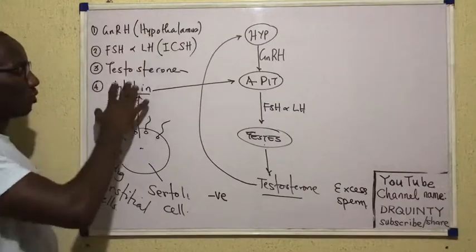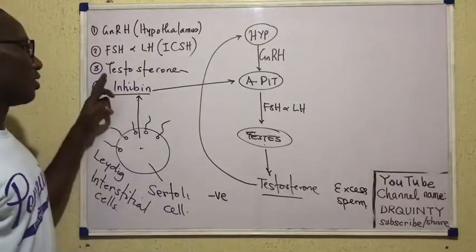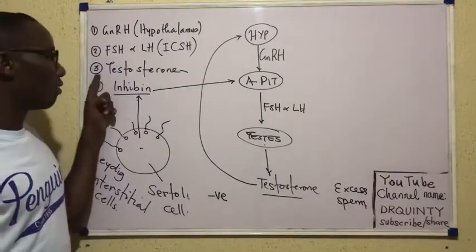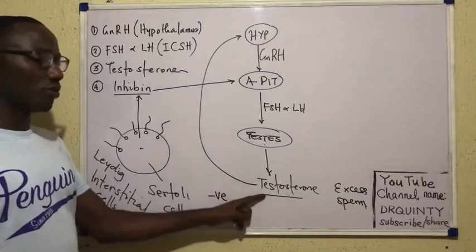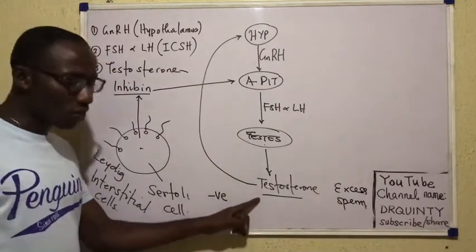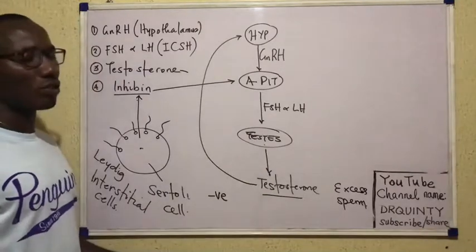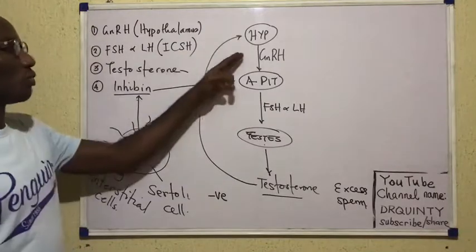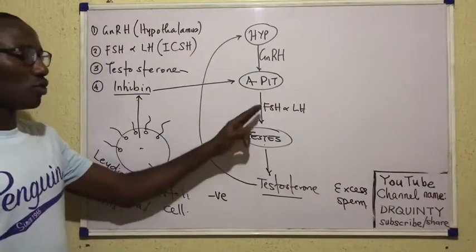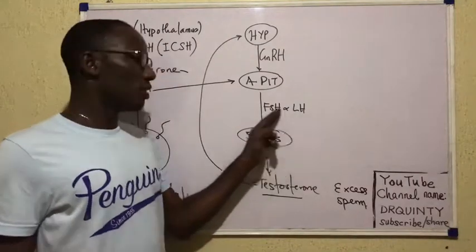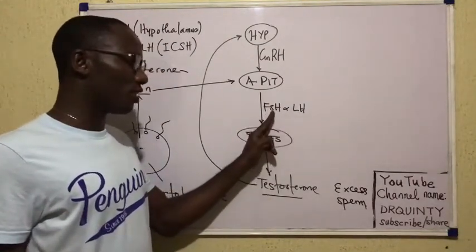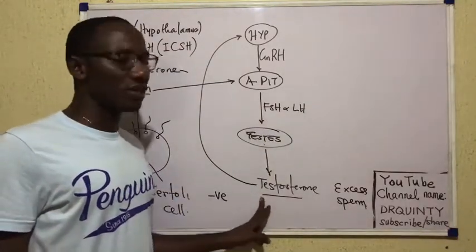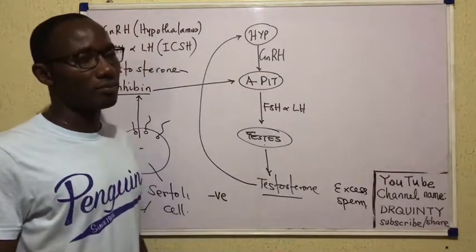So these are the hormones involved, and in summary, we have said this one brings about sperm production, while the other ones regulate it. Inhibin can slow down the production of testosterone, and testosterone itself can slow down its own production. Those are the two pathways shown there. Then GnRH's work is to stimulate the anterior pituitary to produce FSH and LH. We said FSH stimulates spermatogenesis, while LH stimulates the production of testosterone from the testis.